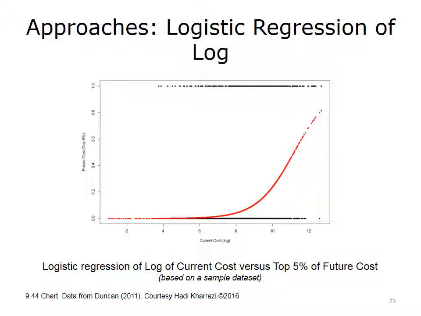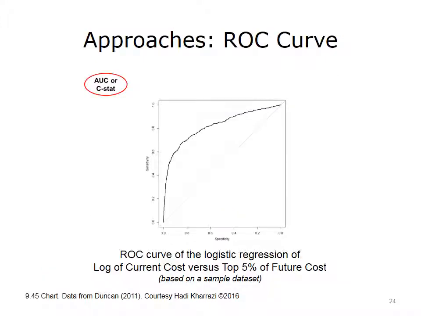The added curved line shows the logistic regression model's predicted likelihood of a group association of each patient based on a given current cost. Remember that R-squares are not used to evaluate models that predict binary values, such as being in the top 5% cost or not being in the top 5%. Thus, a receiver operating characteristic, ROC, curve needs to be constructed, and the area under the curve, AUC, also known as C-stat, should be used to show the power of the model to differentiate the outcome variable.